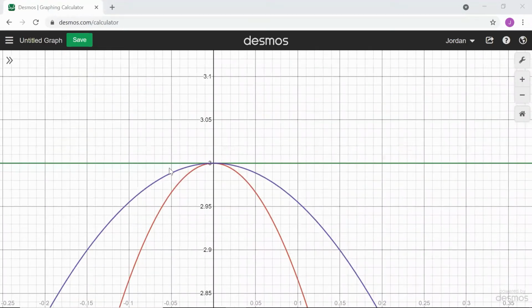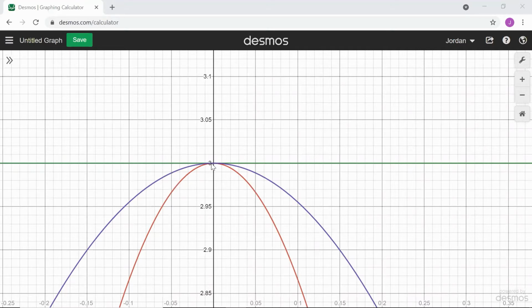So look at this example. I have three graphs here. I have a green, a red, and a purple. And you can kind of see that for every value, the green is on top, the purple is in the middle, and the red is on bottom. So for every value of x, we have that.